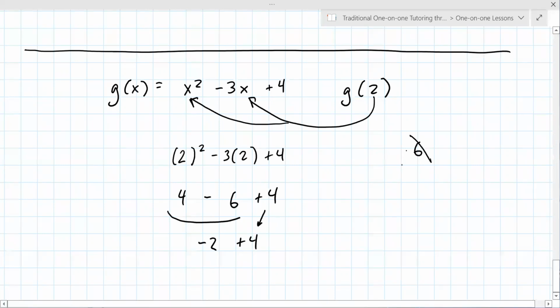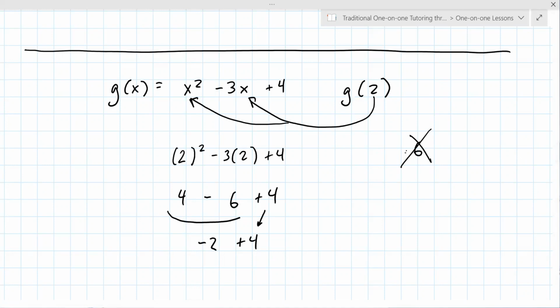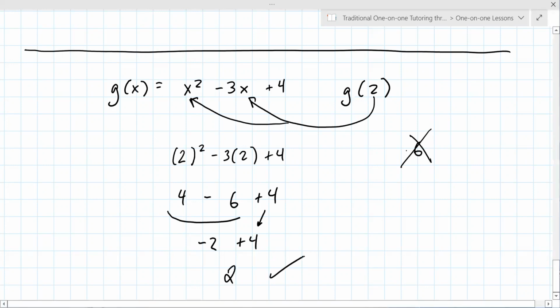It's not 6. I know, I know. It's -2. It is not -2. The 4 is further from 0, so the answer must be positive. Oh yeah. And it needs to be a normal 2. Normal 2. Yes. Good. Okay.